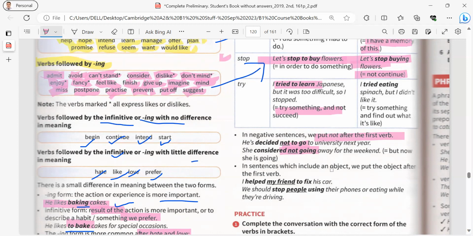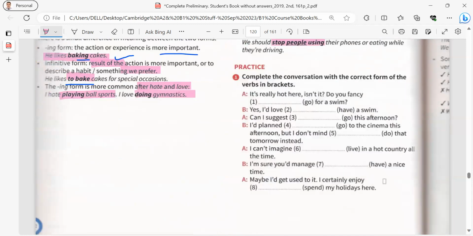In sentences which include an object, we put the object after the first verb. I helped my friend to fix his car. We should stop people using their phones. Stop people using. So when you have an object, the object comes after the first verb. Okay, clear now? Yes.